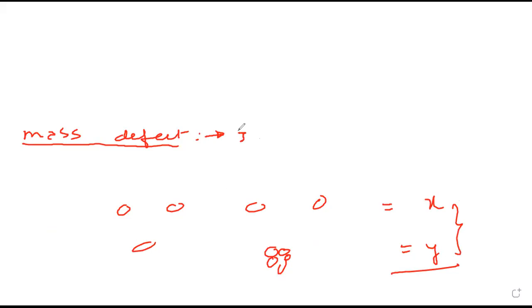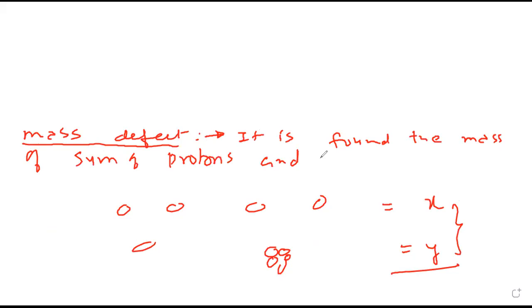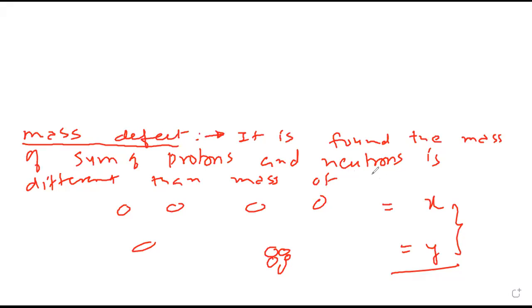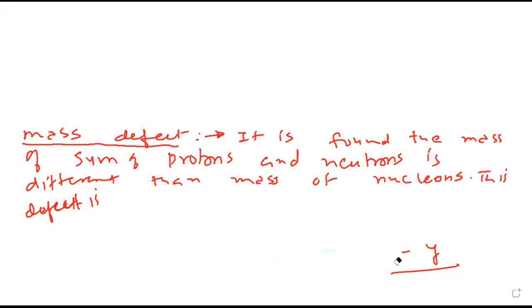So it is found that the mass of sum of protons and neutrons is different than mass of nucleons. Nucleons are both together. This defect, sum of protons and neutrons is different than total mass of nucleons. This defect is called as mass defect.